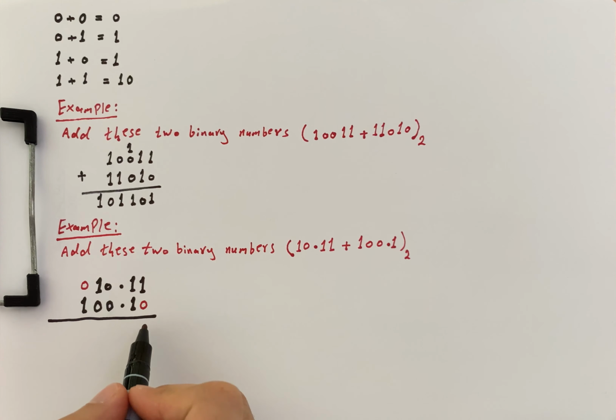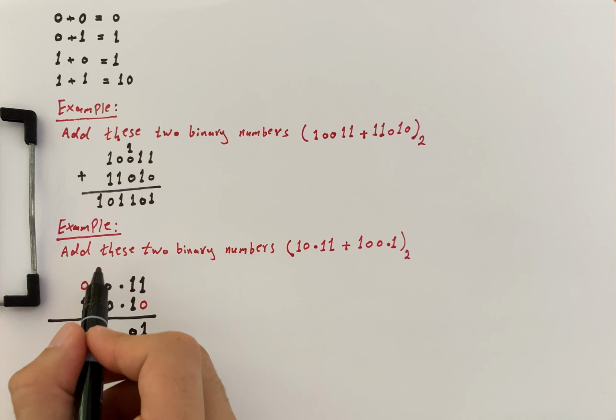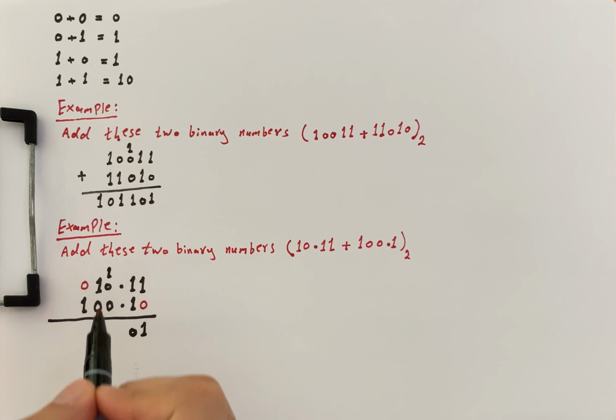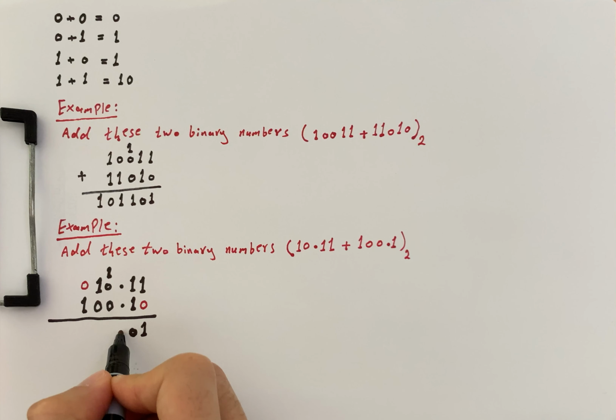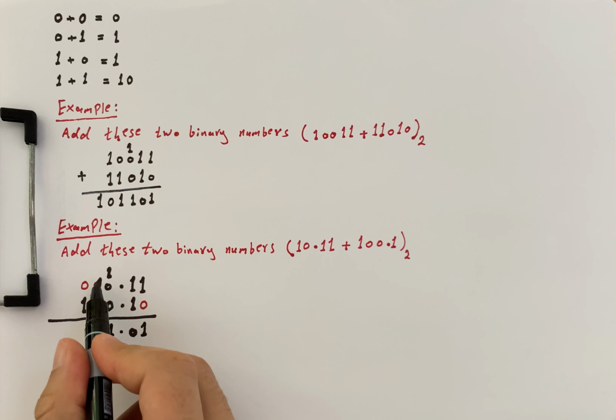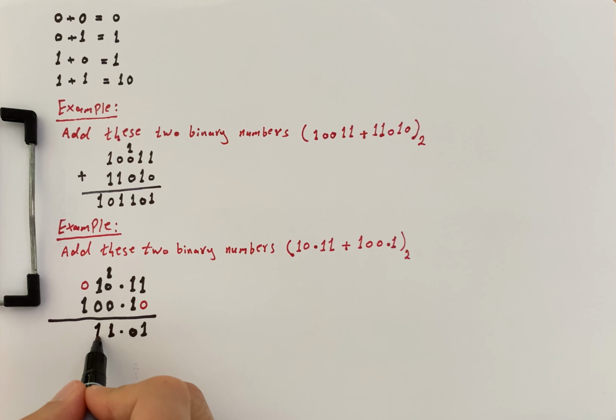So 1 plus 0 is equal to 1. 1 plus 1 is equal to 10. So we write 0 in the answer and carry 1 to the next left column. Then place the decimal point in the answer directly below the decimal points in the terms. Now we have 1 carry plus 0 plus 0, and this is equal to 1. 1 plus 0 is equal to 1, and 0 plus 1 is equal to 1.